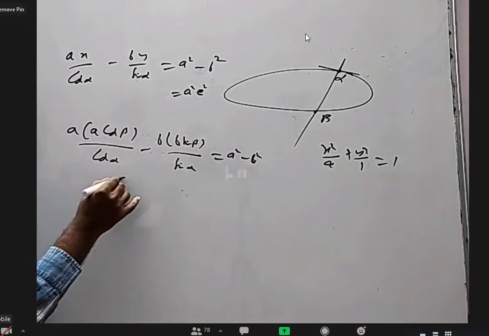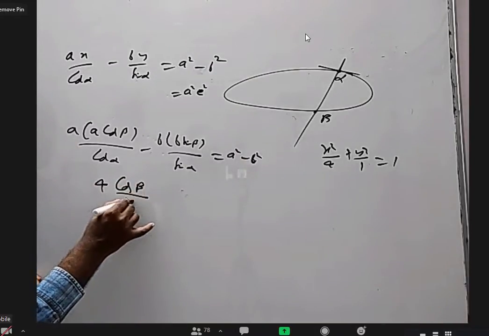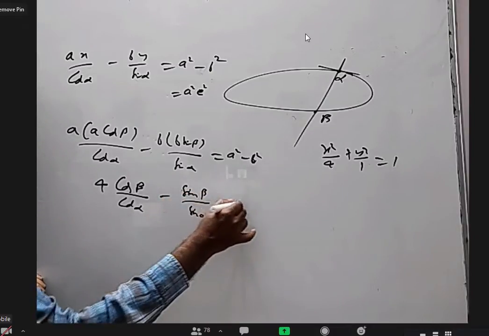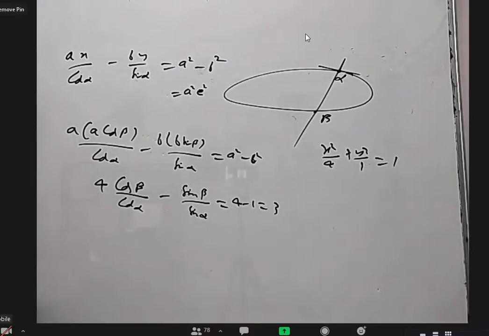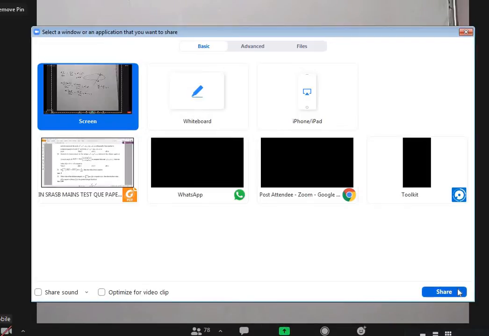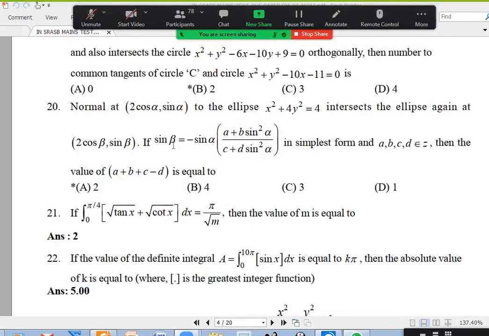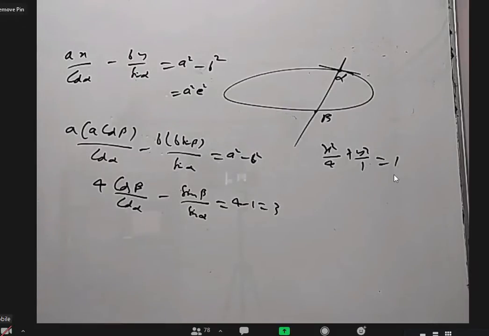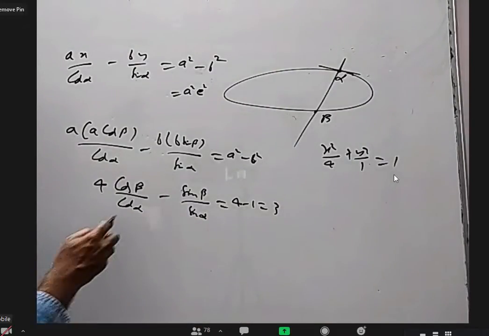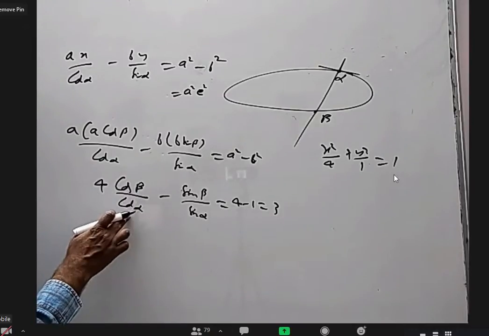Here a square is 4. So 4 cos beta by cos alpha minus 1 into sin beta by sin alpha is equal to 4 minus 1, 3. From this they wanted sin beta, so I'll have to square it. Yeah, they wanted sin beta in terms of sin alpha. Okay, so if they wanted the sin beta, I should send this one to the other side and square it, so that I will be able to write cos square as 1 minus sin square.